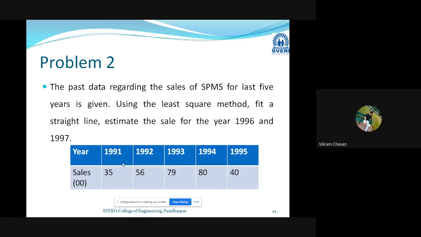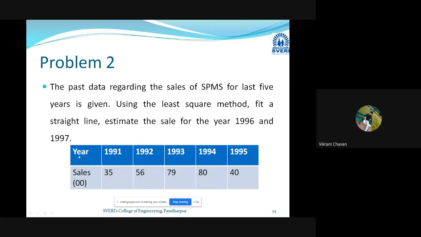So this second problem is for you. The problem is: the past data regarding the sales of SPMS, one of the companies, for the last 5 years is given. Using the least square method, fit a straight line and estimate the sales for the years 1996 and 1997.